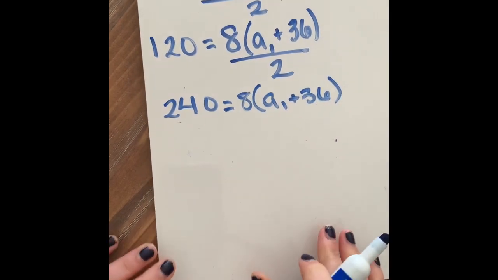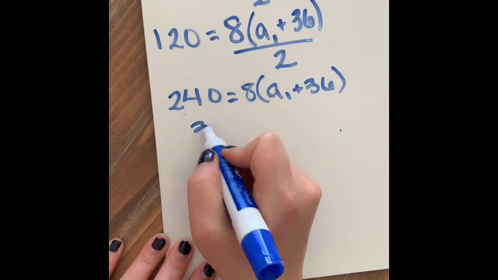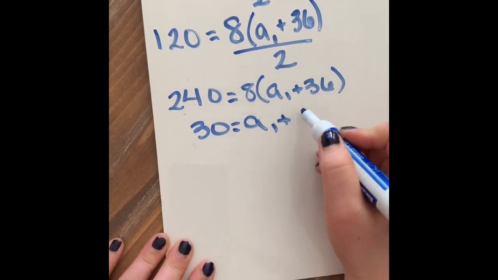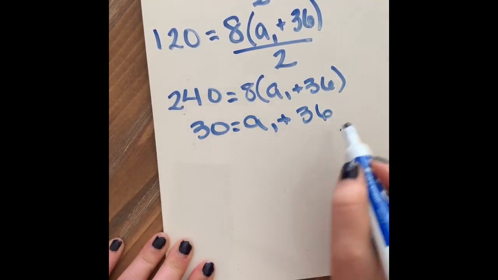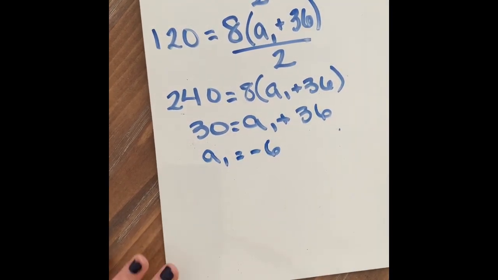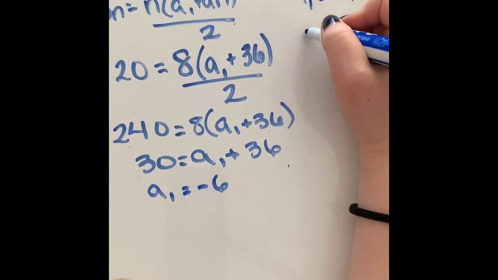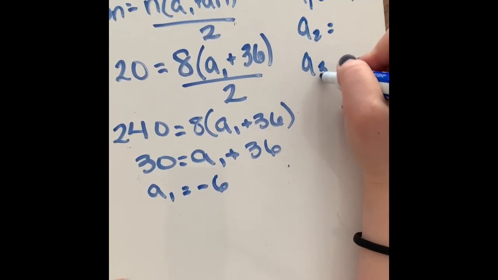Now you can either distribute or not. I'm not going to distribute. I'm going to just divide out that 8. So I've got 30 is equal to a1 plus 36. And then subtracting that out, a1 is negative 6. Now a1 is negative 6. So we're looking for the first 3 terms. a1 is negative 6. a2 and a3 is what we need.